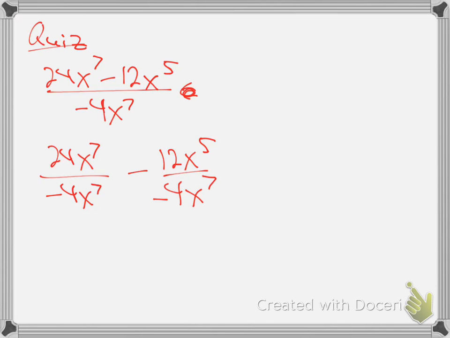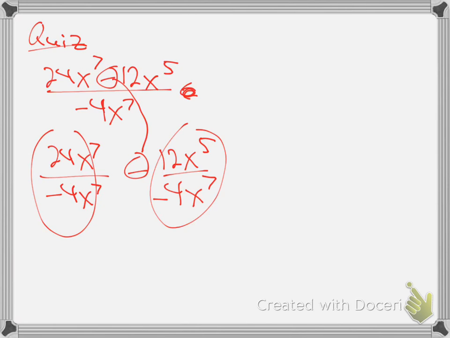But do you see all the signs there? That minus sign went right there, the subtraction, and then the negative is on the bottom for both. So the negative is on the bottom for both, and then the subtraction in the middle. Then we divide these two, and we divide these two.